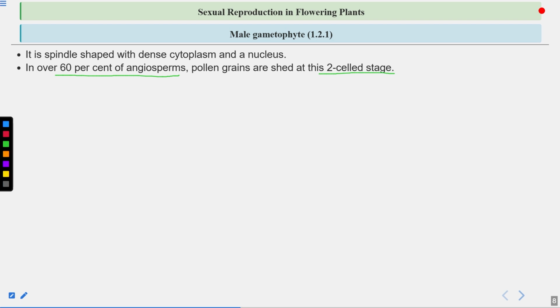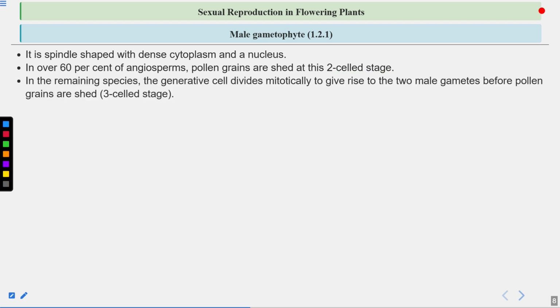Okay, so in 60%, it is shed at the two-celled stage. In the remaining species, the generative cells divide mitotically to give rise to the two male gametes before pollen grains are shed. Remaining species means the rest of the 40%.